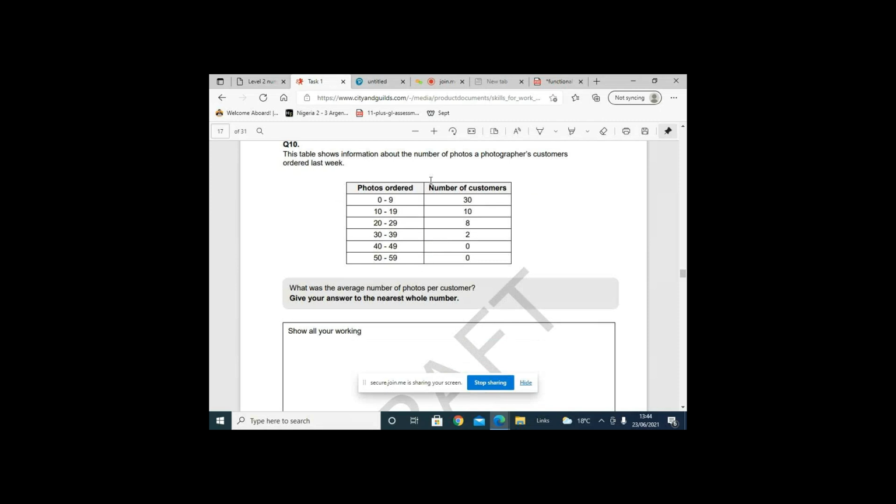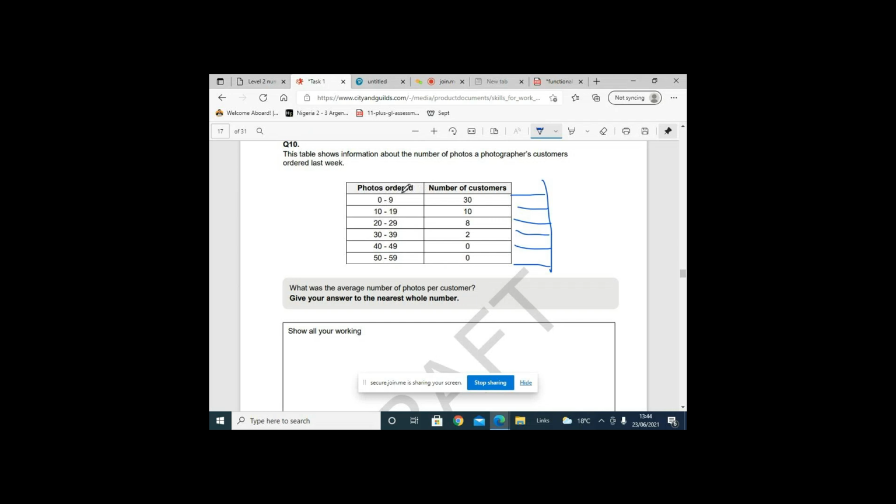Now I'm reading the question. It says, what is the average number of pictures per customer? So we're supposed to add everything and divide it by the number. You have to create two different things here. One that will do the midpoint, because it's a range of values, not one value.